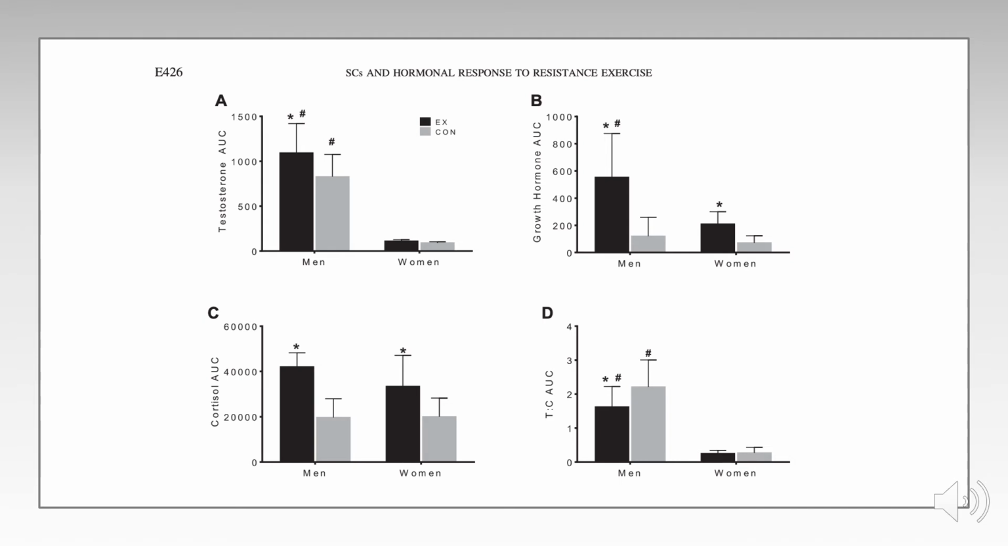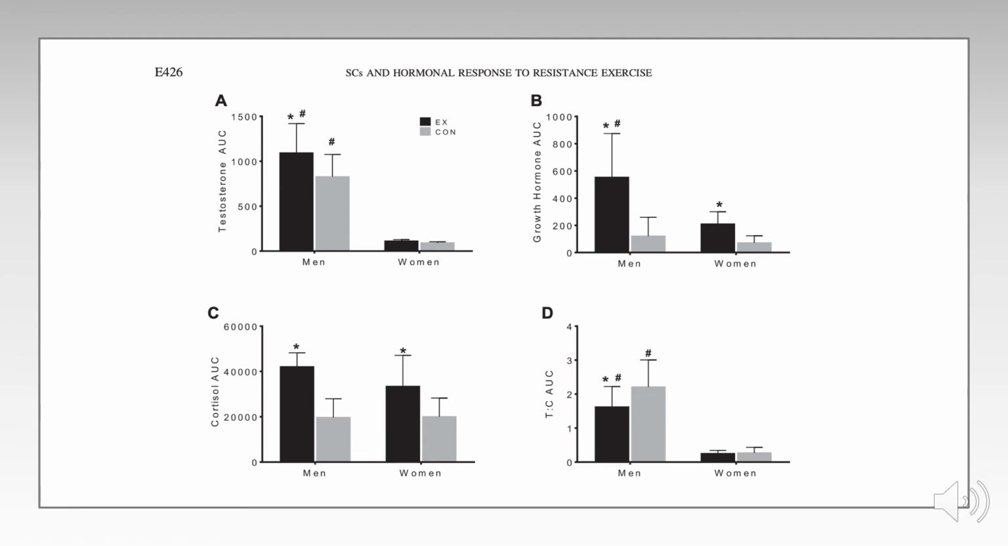In women, the area under the curve of growth hormone and cortisol were greater in the EX group than the CON group. No difference was seen for the area under the curve of testosterone and the TC ratio between the EX group and the CON group.